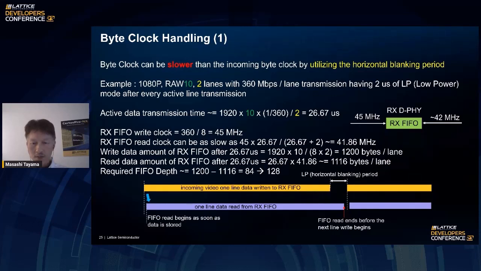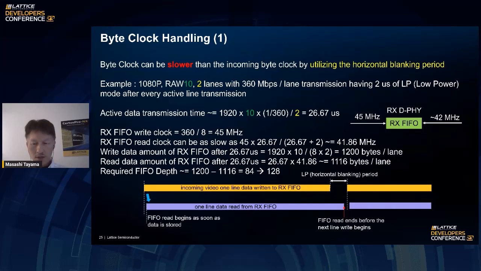Roughly speaking, if the blanking period is 5% of the active video period, we can use close to 5% slower internal byte clock compared to the one derived from the MIPI clock, even though we need to reserve some margin.